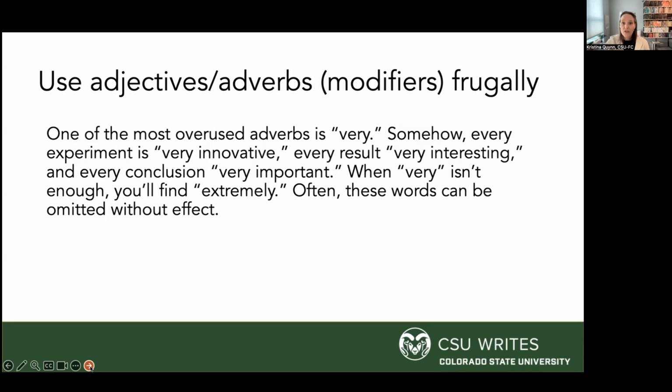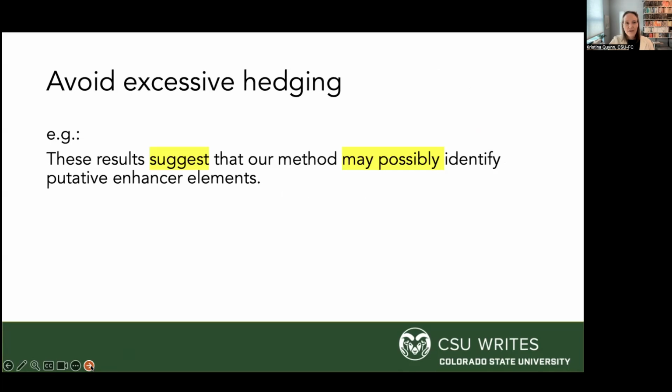Use those adjectives and adverbs, those modifiers, frugally. Very is perhaps one of the most commonly used. If you have very in your manuscript anywhere, you can do a find and see how many times you use it. Take it out probably every single time. Same with that, this, there, it. There are some of them you can search for, like very interesting, very important. Sometimes you'll find extremely in there. You can just take those out.